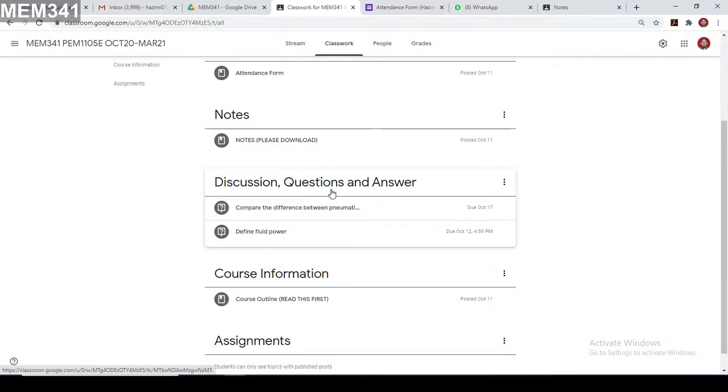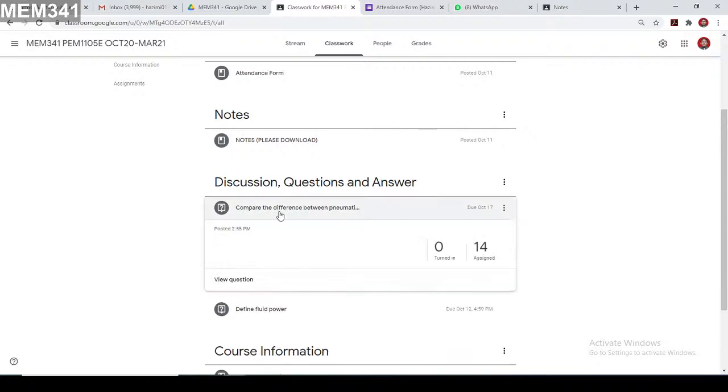Dekat discussion, question and answer, awak kena jawab soalan ni. Compare the difference between pneumatic. So, make sure jawab soalan ni. Nanti dia akan keluar berapa orang yang jawab. Saya akan semak lah. Okay, deadline dia due 17 Oktober. Bila? Lusa.